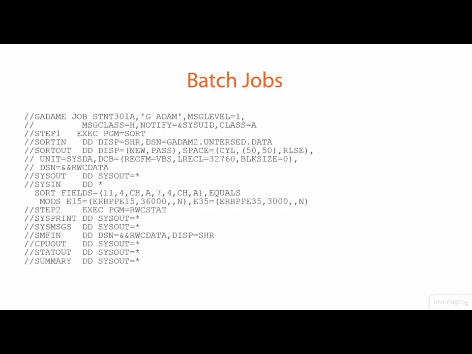In this example, we can see the job control language coded for a particular batch job. In this case, the job consists of two steps that will be executed one right after the other. The first step reads input data and sorts it, while the second step takes the sorted data and produces reports.